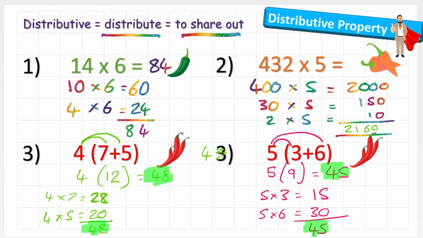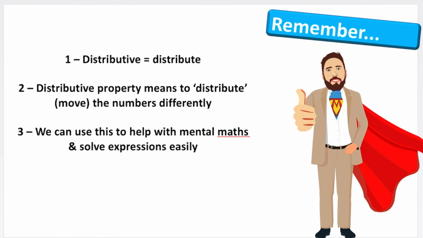So there we have it. That is the distributive property within multiplication. Very useful for helping us with mental maths, but also to work out expressions. So what should we remember? Distributive is just a nice way of saying to distribute, or to share out, or move things around differently. Distributive property means to distribute or move the numbers around differently, and we can use this to help with mental maths and solve expressions easily.